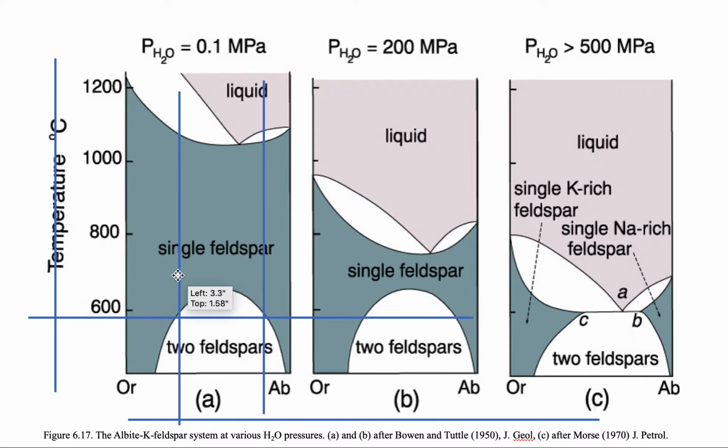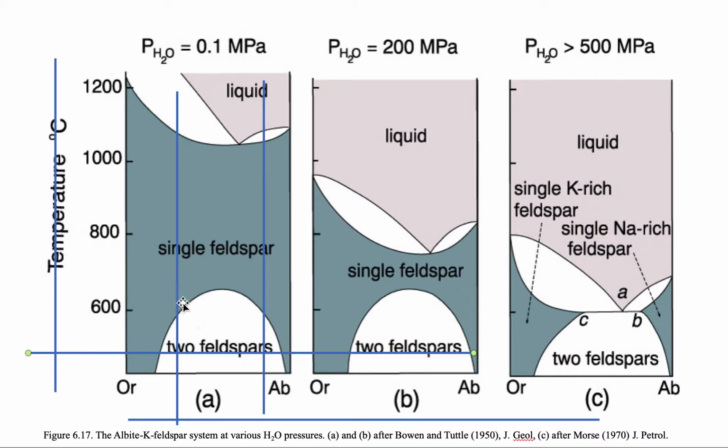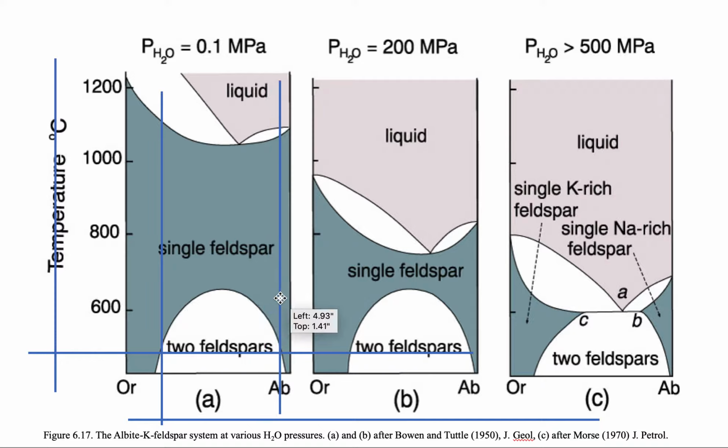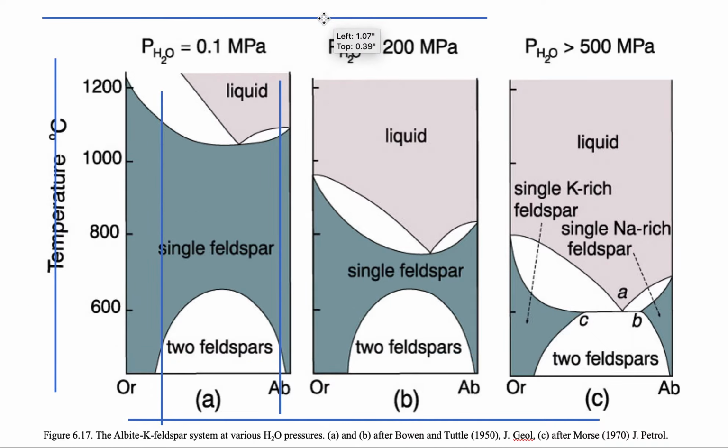The first other phase to precipitate out would be an orthoclase-rich solid phase, and as we lower the temperature, the orthoclase phase would become even more orthoclase-rich, and the albite-rich fellow would become even more albite-rich relative to that bulk composition we started with. All right, let's take a look at this middle diagram.